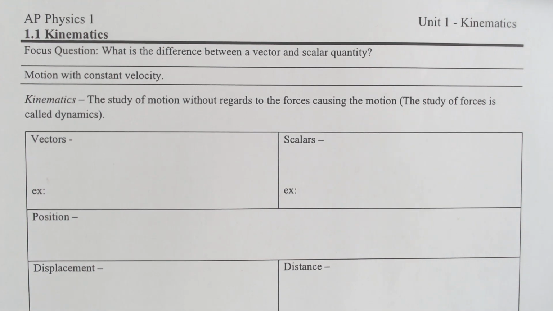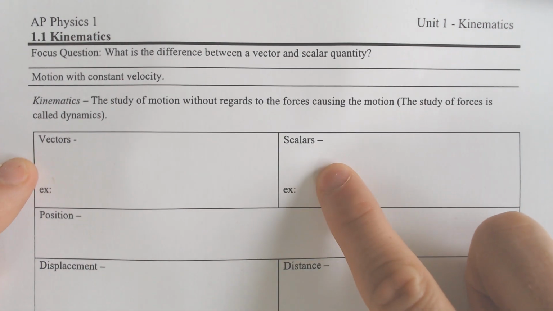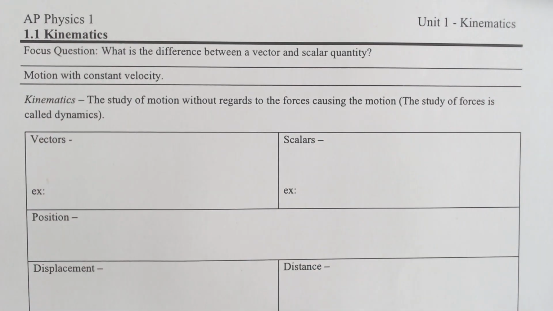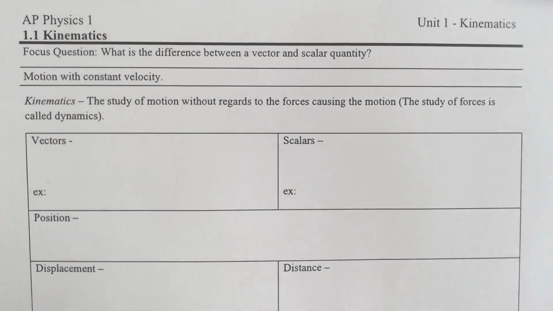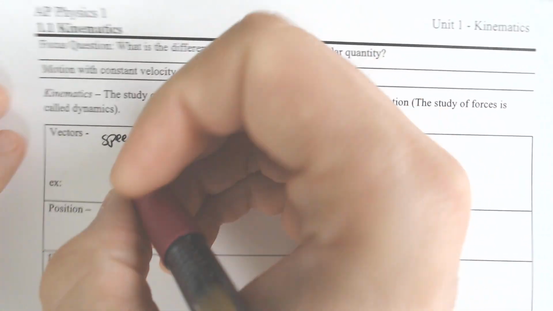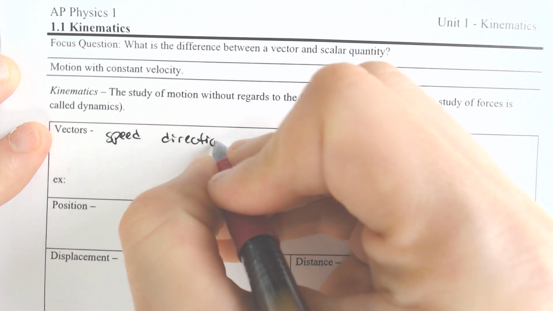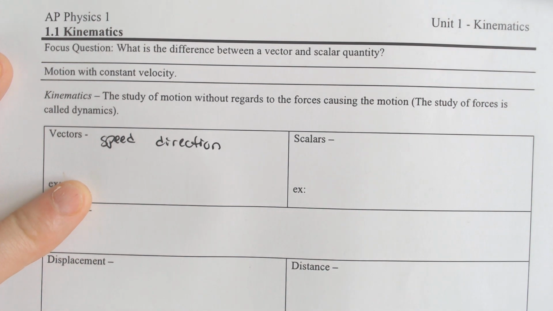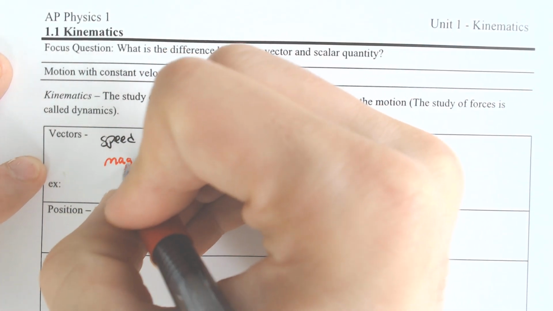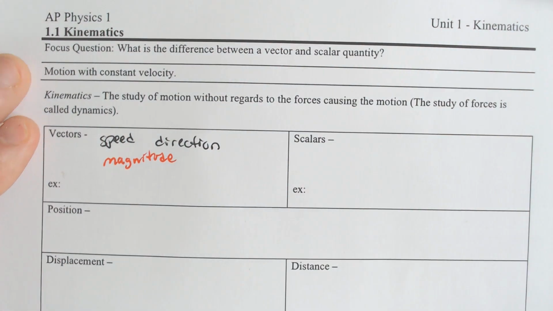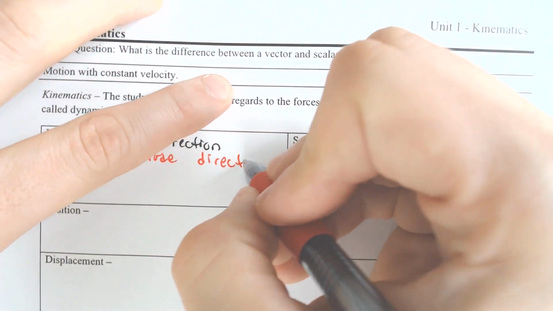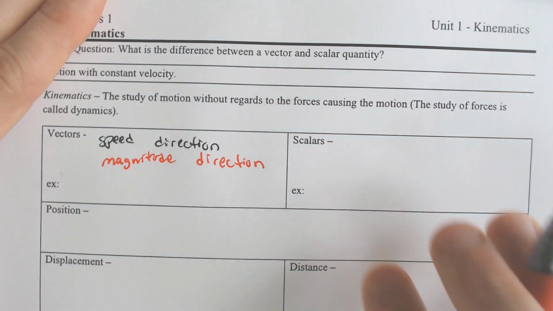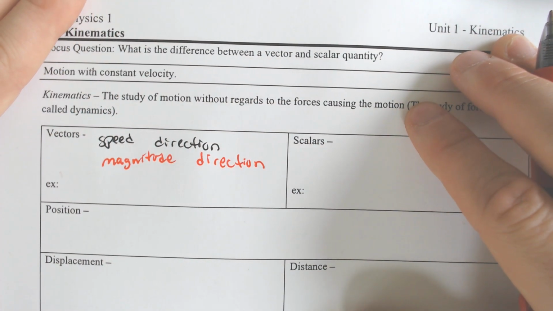Now, one thing that you have to break yourself of is there's a difference between just speed and also speed with direction, and that's the main difference between vectors and scalars. So vectors are something that have not only speed, but they also have direction. And speed is typically thought of, with vectors, as a magnitude. A magnitude and a direction. So if they have a magnitude and a direction, that would be considered a vector quantity.